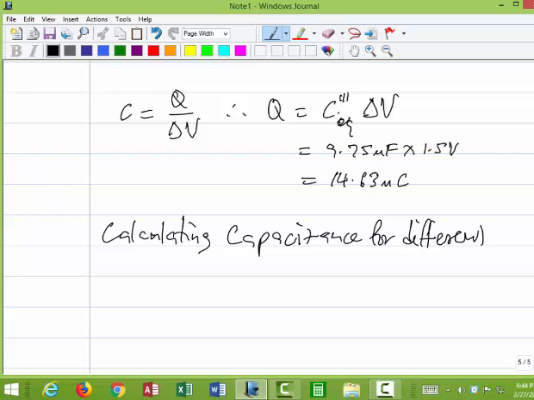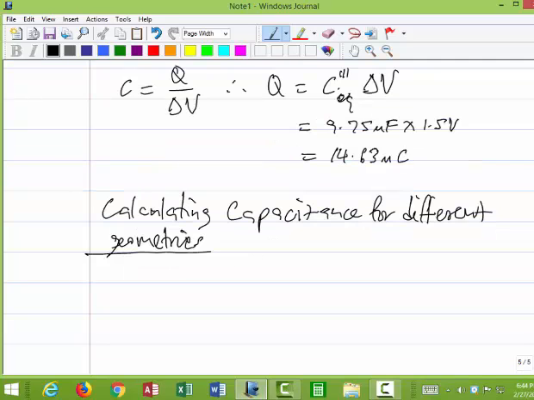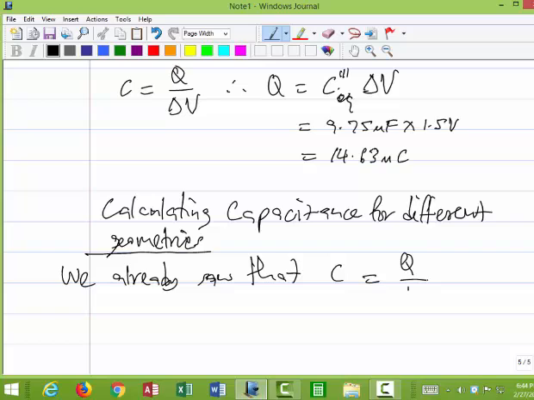We're calculating capacitance for different geometries. We already saw at some point that the capacitance, so let me just tell you this, capacitance C is equal to Q over delta V. So this allows us to find the capacitance of different shapes if we know the potential difference.